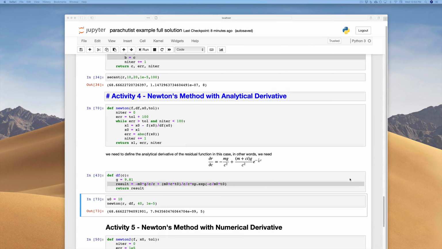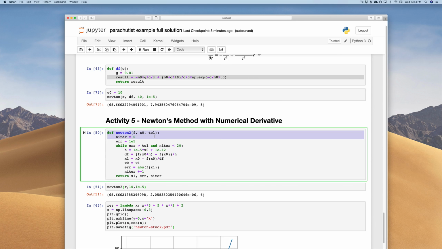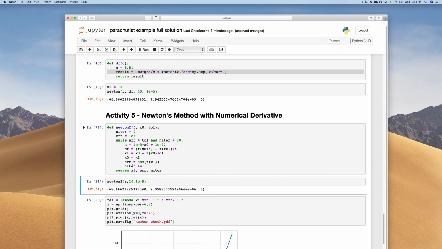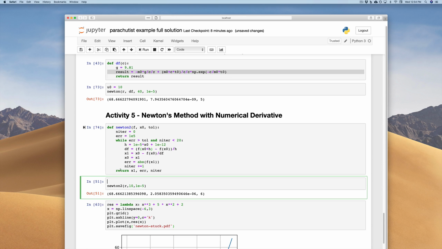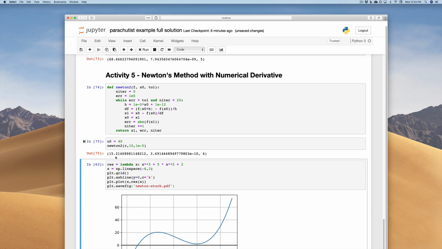Okay, so I'm going to switch to the Jupyter notebook, and this is activity number 5. Notice how I have all of this already programmed for you. Here I used a reduction by 5 orders of magnitude of x naught. It's not a big deal. And then we can run Newton 2 now for, let's do u0 equal 40, or stay with u0 equal 10, 10 meters per second. Let's do 40 first. Then we call Newton 2 on the residual function with an initial guess of 10 and tolerance of 10 to the minus 5. And we got the root at 15.